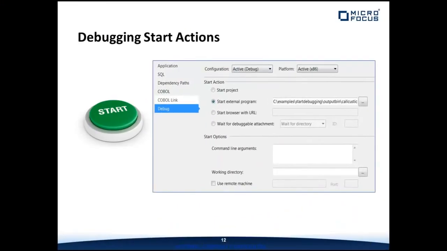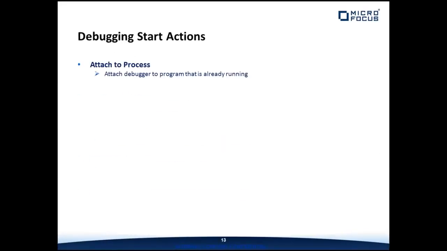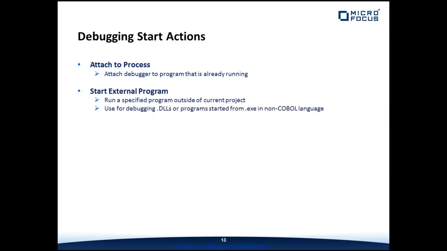There are a variety of ways that the Visual Studio Debugger can be used for debugging your application. Some of these actions that are available to you are attach to process. You can attach the debugger to a program that is already running. Start external program. You can run a specified program outside of the current project. This can be used for debugging DLLs or programs that are started from a non-COBOL language.